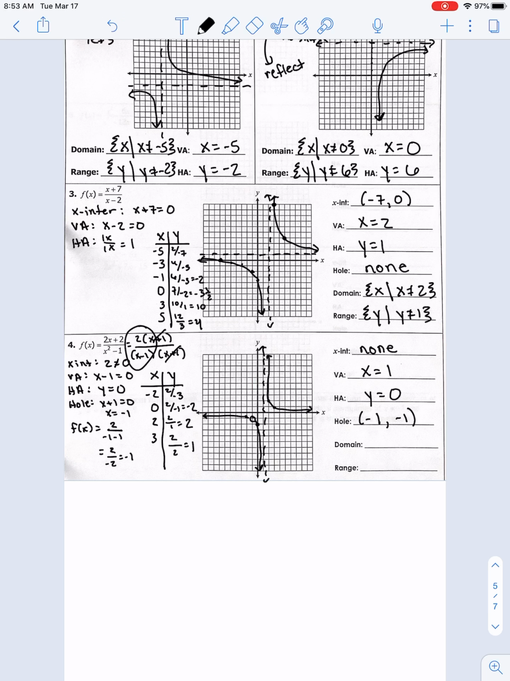Be that side. So my domain, we have to keep in mind the hole discontinuity as well as the asymptotes. So we have that it can be all x except for x cannot equal -1 because we have a hole there, and x cannot equal +1 because we have our asymptote there. For the range, we have that y cannot equal -1 because our hole discontinuity is there, as well as 0 because we have an asymptote.